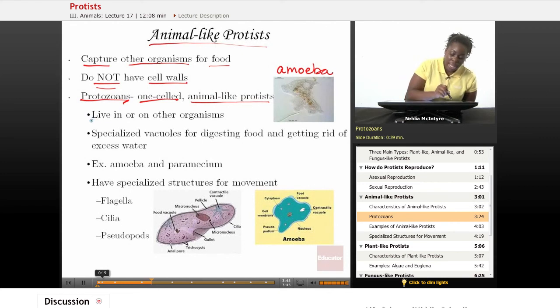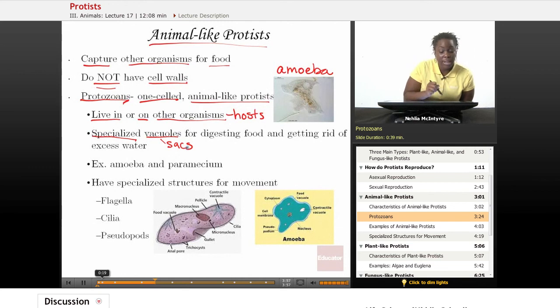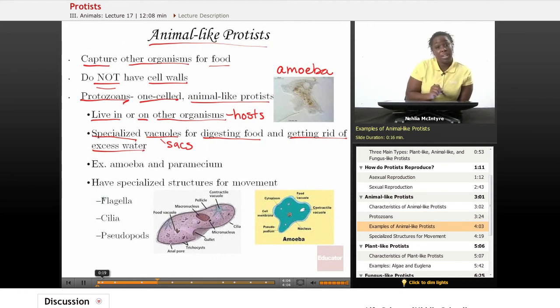Protists or protozoans live in or on other organisms, and those other organisms will be called hosts or host cells. Protists have specialized vacuoles or sacs inside of their cells for digesting food and getting rid of excess water. Examples of animal-like protists or protozoans would be the amoeba or the paramecium. This is an amoeba. This is also a diagram of an amoeba, and this would be a paramecium diagram.